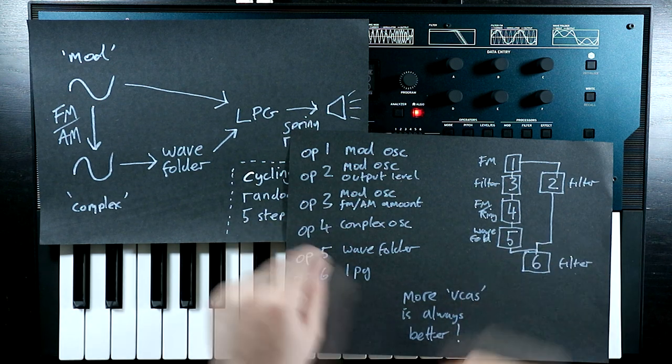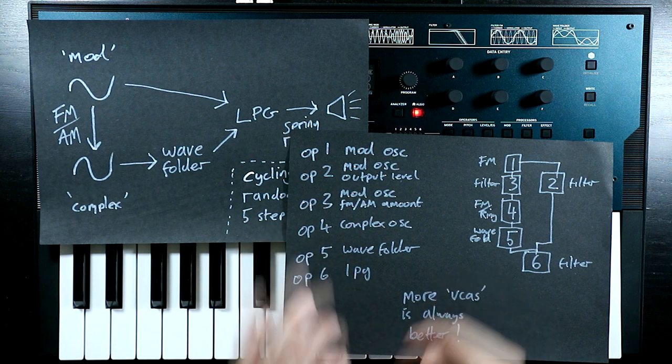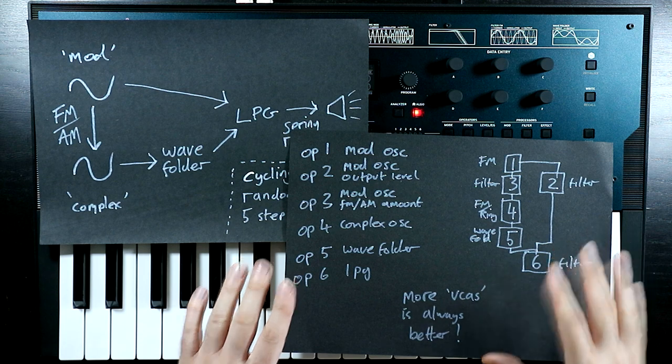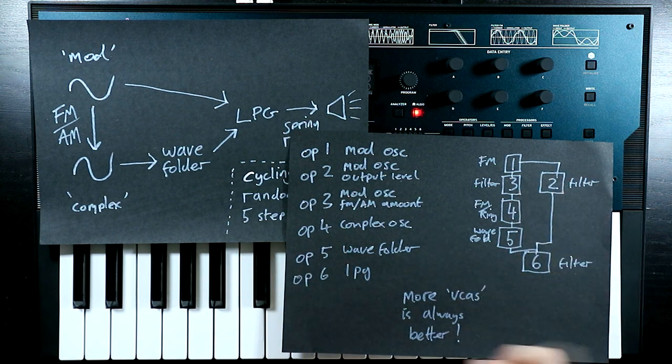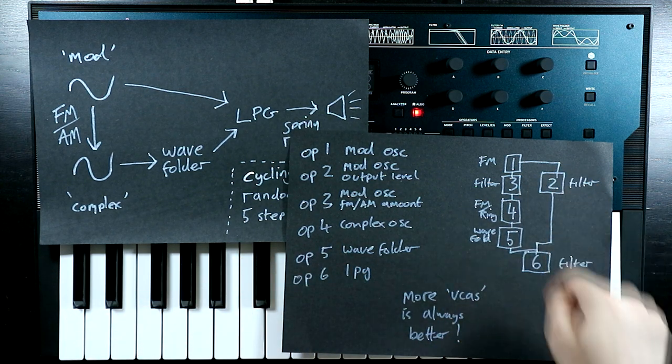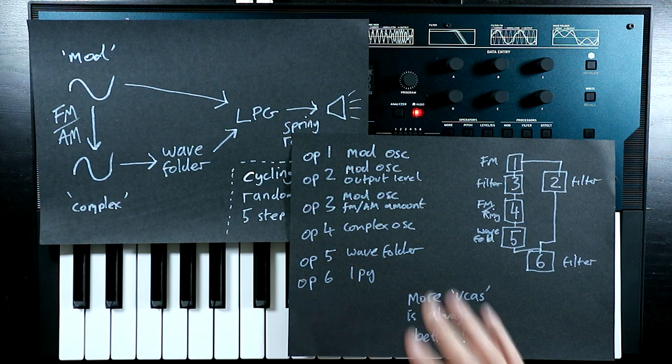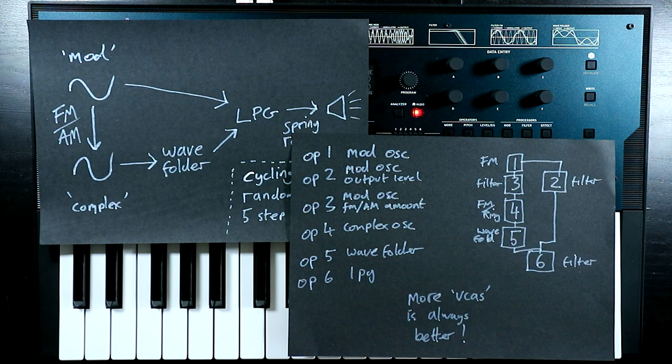And then I can do those two things independently so that we can have things fade between each other and all sorts of things. Much more flexible, slightly more complex in terms of it's got more operators, but still only two stems, essentially. And like I say, the rule is more VCAs is always more better. So here's more VCAs, essentially.